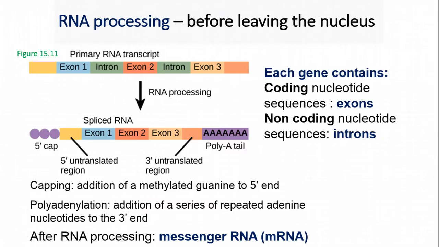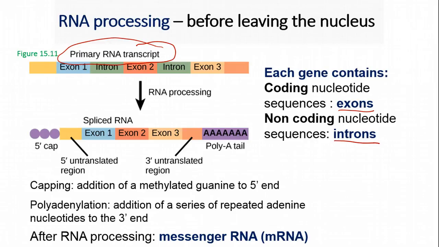What is transcribed by RNA polymerase is called the primary RNA transcript. This consists of two types of information. We have coding sections, which are called exons, and non-coding sections, which are called introns. So we need to remove the introns before we export the RNA. The first thing that happens in RNA processing, which occurs inside the nucleus, is called splicing. Splicing is the action of removing the introns and leaving the exons.